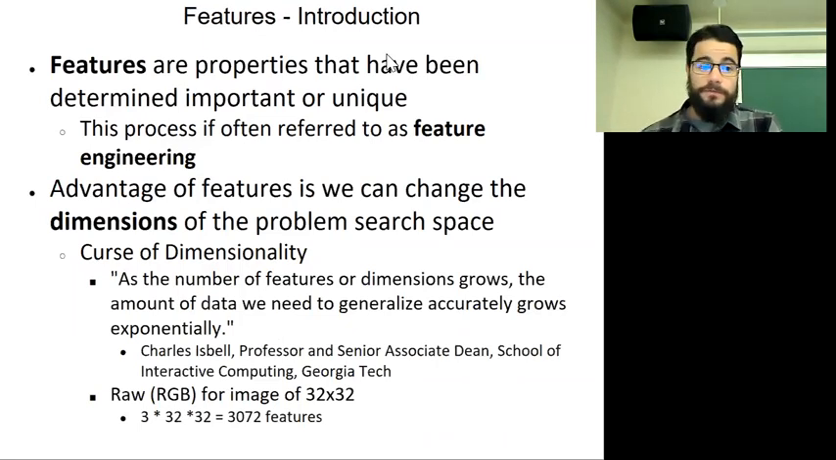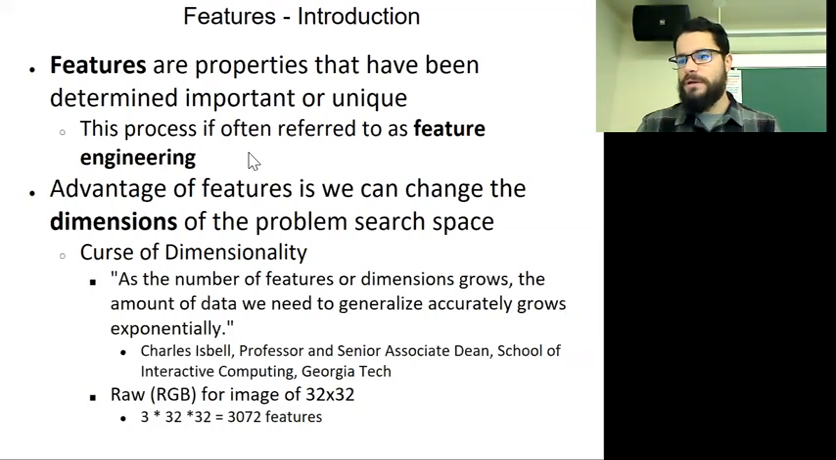Starting with an introduction of features. Features are properties that have been determined important or unique. The process of calculating these features is often referred to as feature engineering. So in other words, we have an image or we have a particular visual class that we want to identify, reconstruct, track. We want to describe these images, this visual information, using key points, using very unique and distinctive points. These are features, okay? And what can be considered as a feature is actually a loose term.